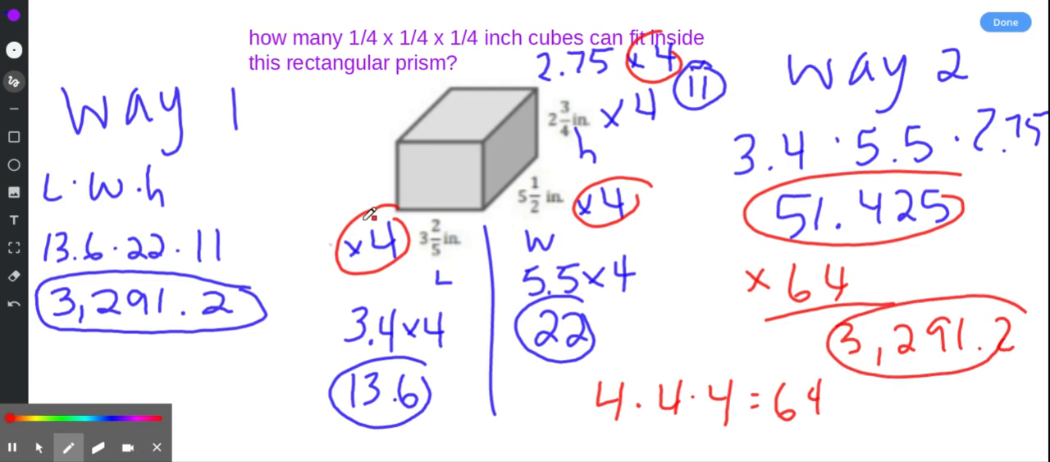Don't combine them, they're different. So you can either pick way 1, where you're multiplying each dimension by 4 and then finding the volume, or way 2, where you're finding the volume first and then you're multiplying it by, in this case, 64, because that's 4 to the third power.